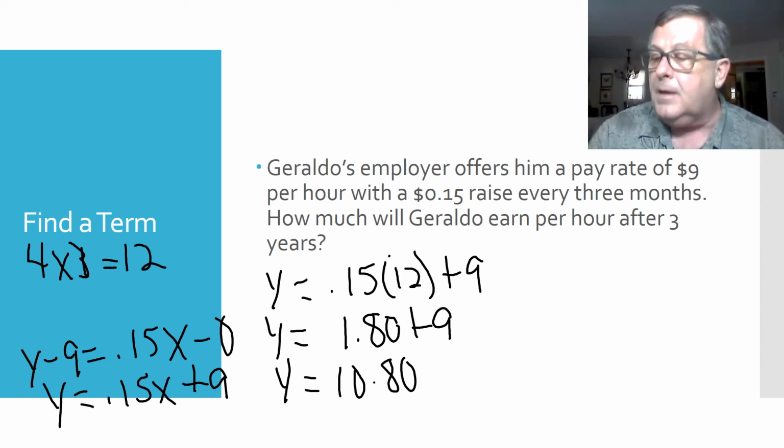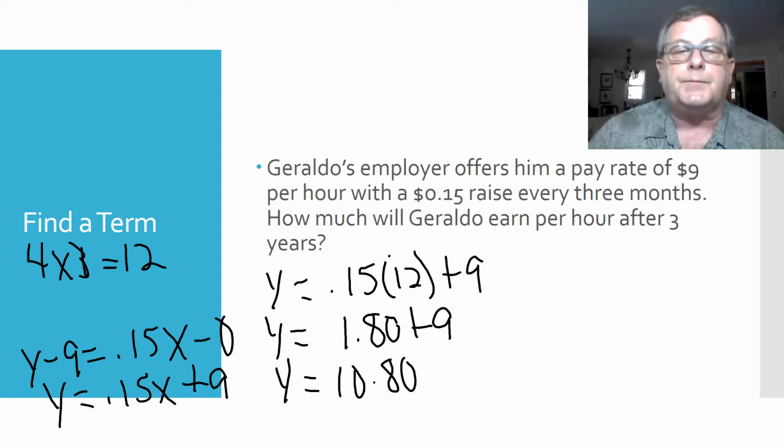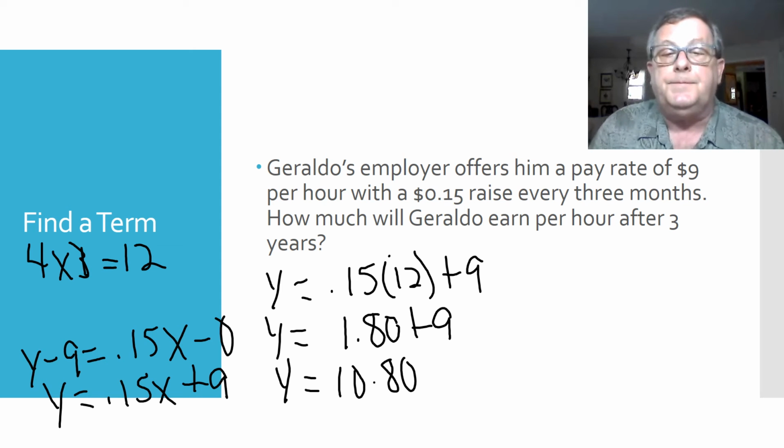So this is an example here of how we can use some of the tools that we've learned concerning slope, particularly point slope, slope intercept, and then solving using our slope formula, Y equals mx plus b. It's not too bad. Or you could just do $9 plus 15 cents and do that 12 times, since it is an arithmetic sequence. Take your pick.